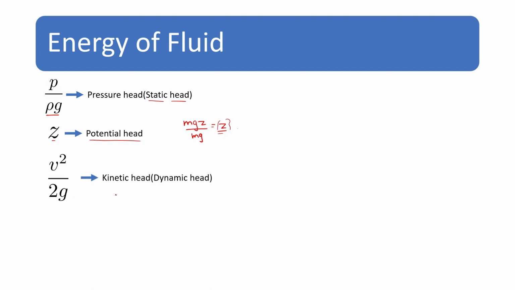And you have V²/2g, the kinetic head, also called the dynamic head because of its motion. And p/ρg plus V²/2g plus z is called the total head, or the total energy per unit weight of the fluid. So these are the various energy heads we are considering.